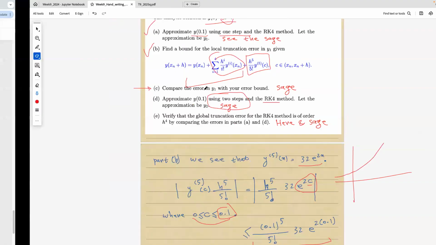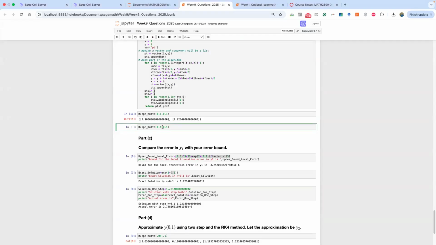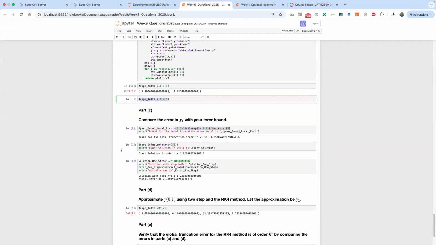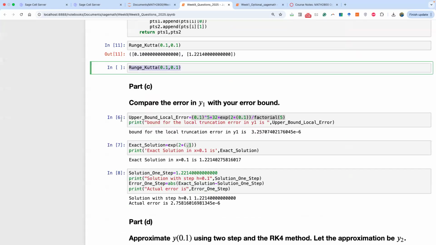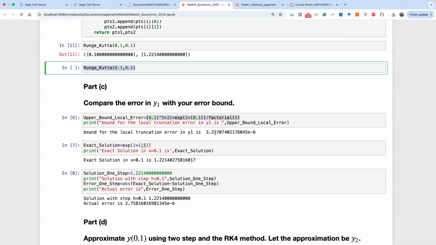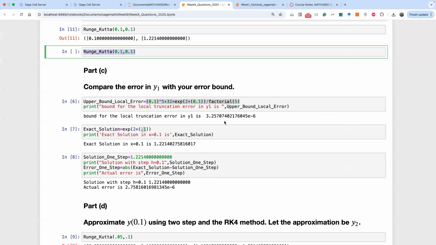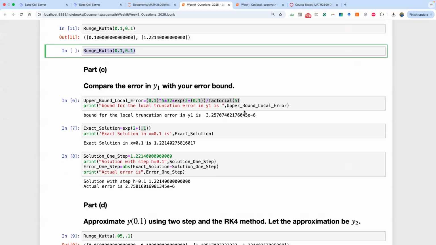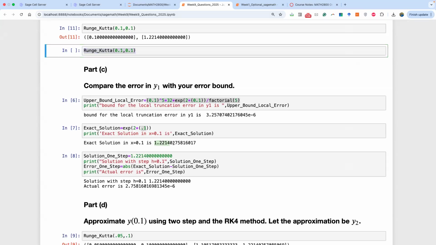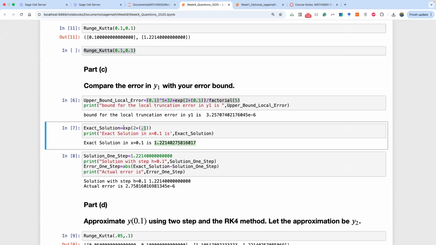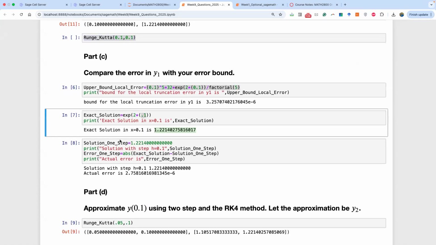Okay, it's good. So let's not run this one. The upper bound is this. The upper bound error should be, really the local error should be really like this one. The exact solution is e to the power 2x, at x equals 0.1, and the answer is this. So the answer of e to the 2 times 1/10 is this.